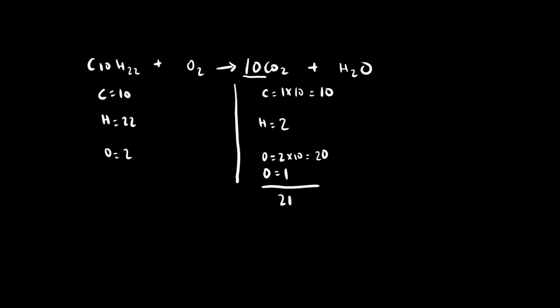Let's go ahead and try to balance the hydrogen next. We have 22 on the left, 2 on the right. Least common multiple of the 2 is 22. So we need to multiply the water by a coefficient of 11. So now we have 22 hydrogen on the right, and a total of 31 oxygen on the right.